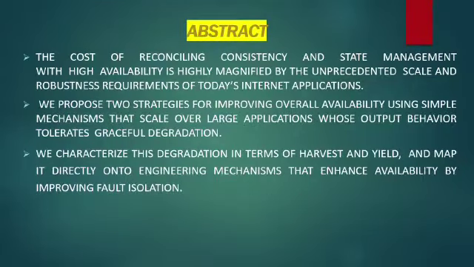Going to the abstract of this project: it is about how the cost of accommodating consistency and state management with high availability is magnified by the uncommon scale and robustness needs of today's internet applications. For this, we propose two strategies for improving overall availability using simple mechanisms that scale over large applications whose output behavior tolerates graceful degradation. We indicate this degradation in terms of harvest and yield. Later, we are going to map it directly onto engineering mechanisms that enhance availability by improving fault isolation.